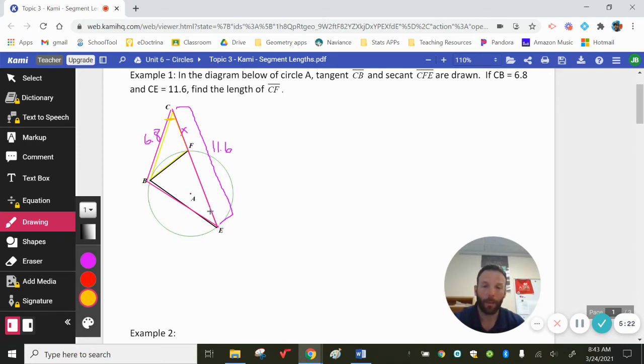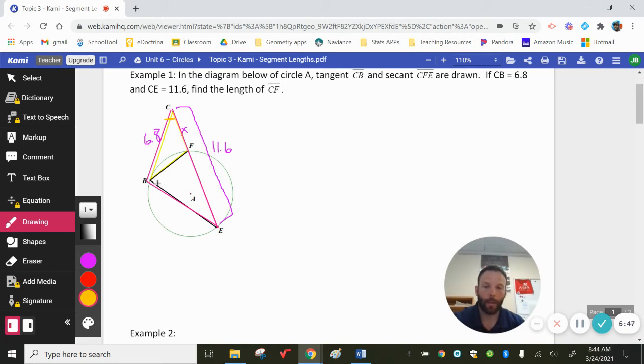FEB, E is on the circle, so FEB is inscribed, and so is FBE, the other way around. This point B is on the circle, so I have 3 inscribed angles. This triangle from F to B to E is inscribed in the circle, so all 3 of those angles are inscribed angles.